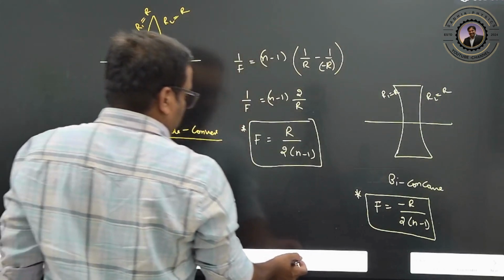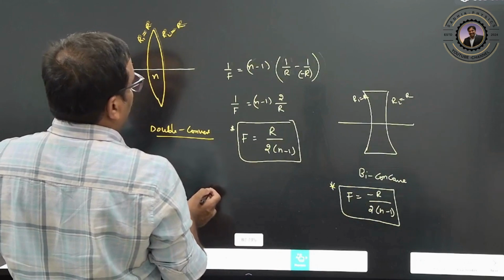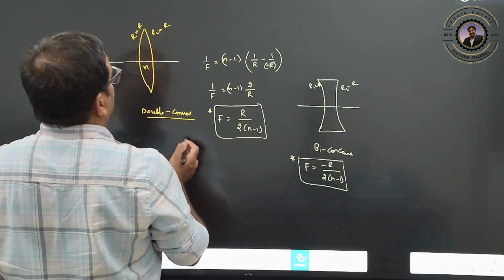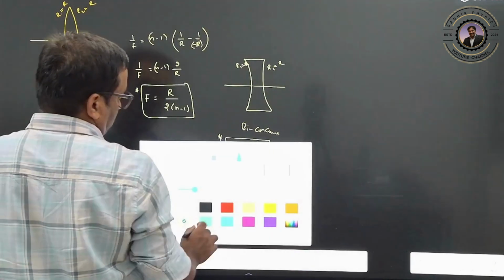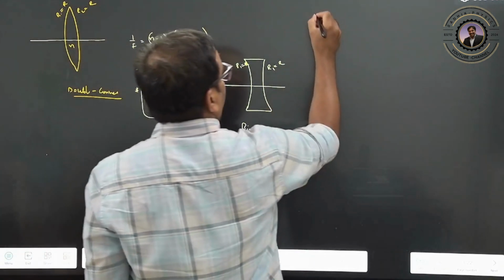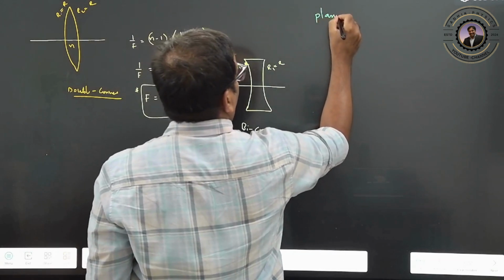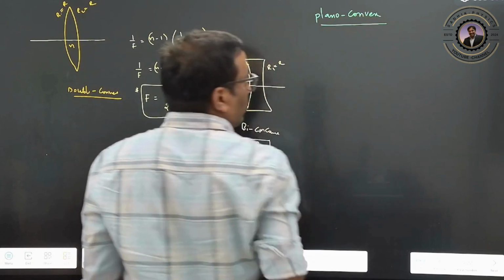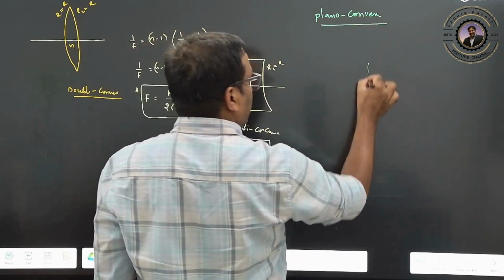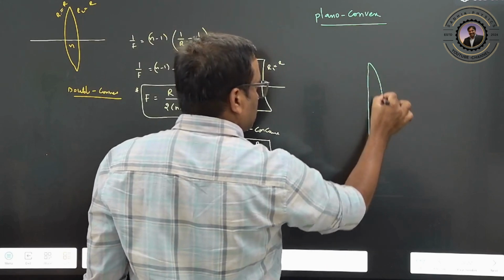Now try to find it. So focal length of the plano-convex, so that you will conclude here one important observation. So we'll go for plano-convex. Let us take this one. Plano-convex.